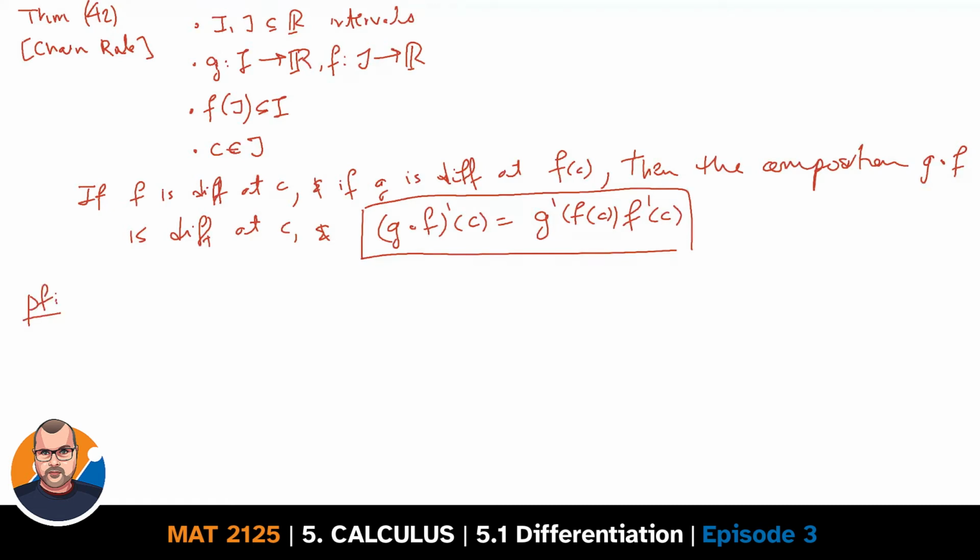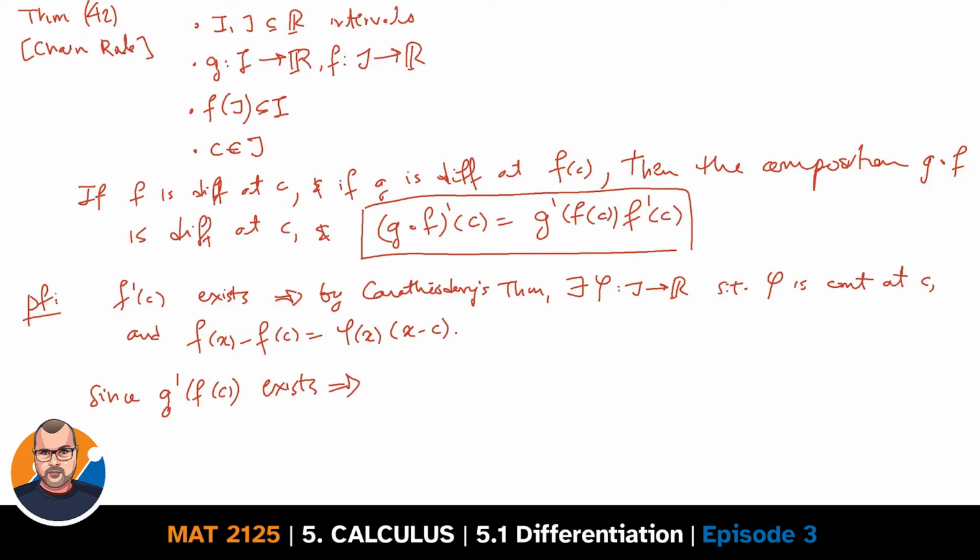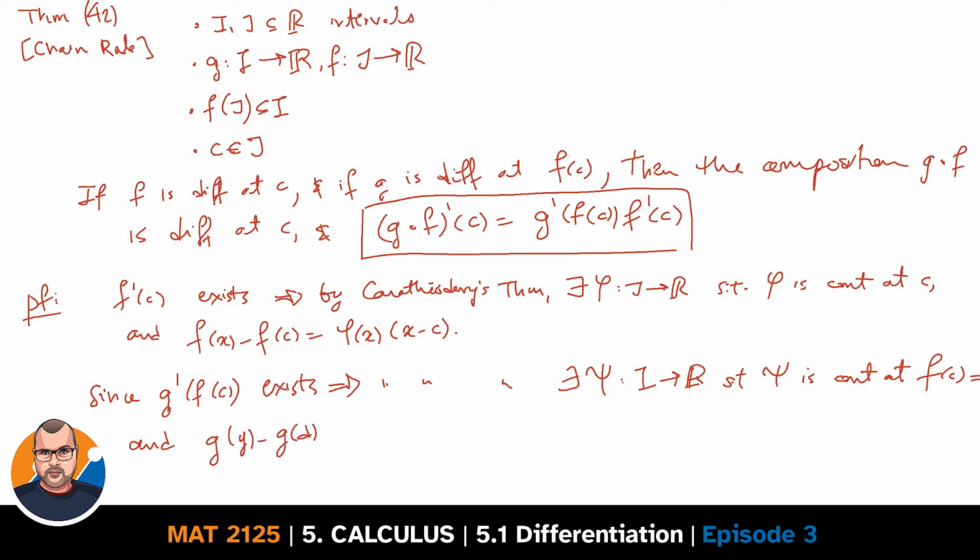The function f is differentiable at c, so f prime at c exists. It's well defined. And then we can use Carathéodory's theorem to show that there exists a function phi from the same domain as f, such that it is continuous at c, and the following expression holds. Now similarly, because the function g is differentiable at f at c, again you can use Carathéodory's theorem to find the existence of a function psi, this time from I to R, such that psi is continuous at f at c, which we will call d, and the following expression holds. g at y minus g at d would be equal to psi y times y minus d.